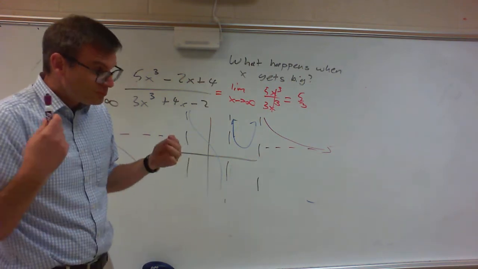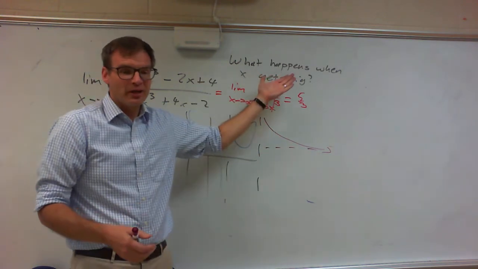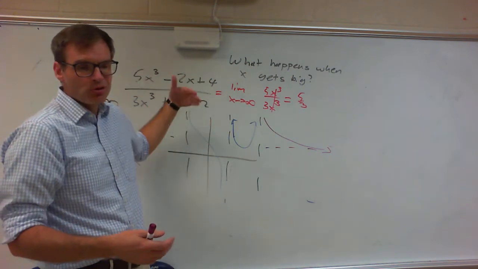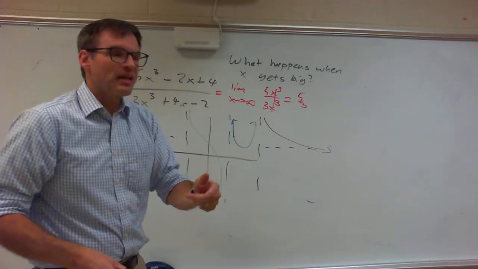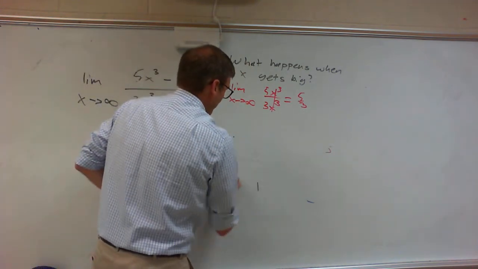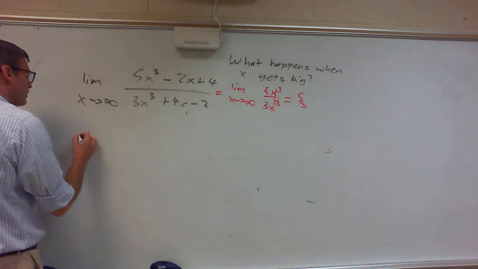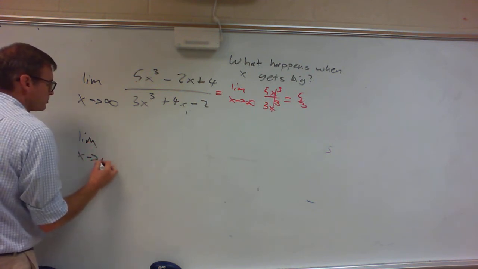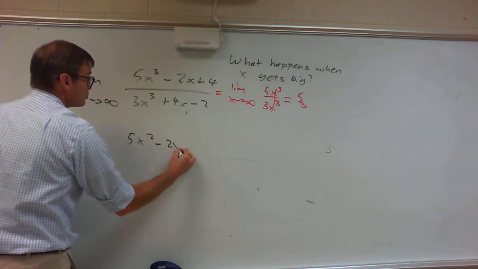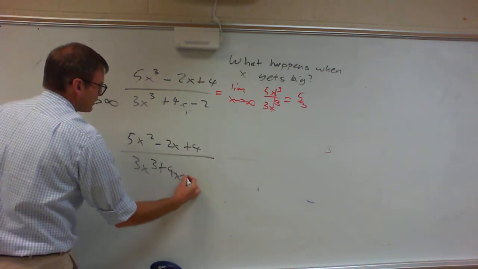So how I always teach horizontal asymptotes is I talk about what happens when x gets big, or what matters. Like, what's your most important term on top and most important term on the bottom? Now, there's 3 examples. This is the first example. My next example is, what's the limit as x approaches infinity? What happens when x gets big? But now I'm going to have 5x squared minus 2x plus 4 over 3x cubed plus 4x minus 2.